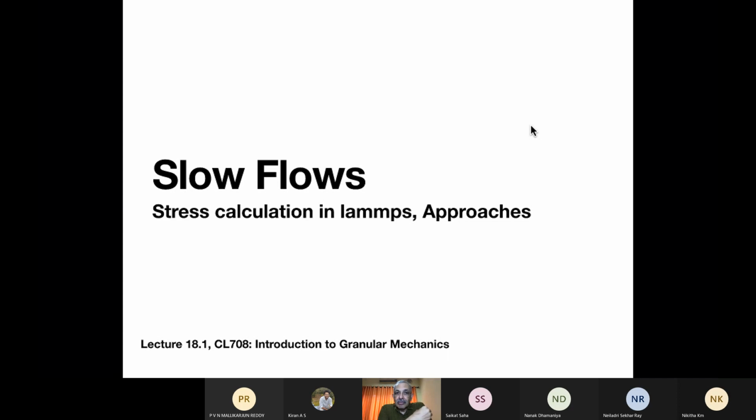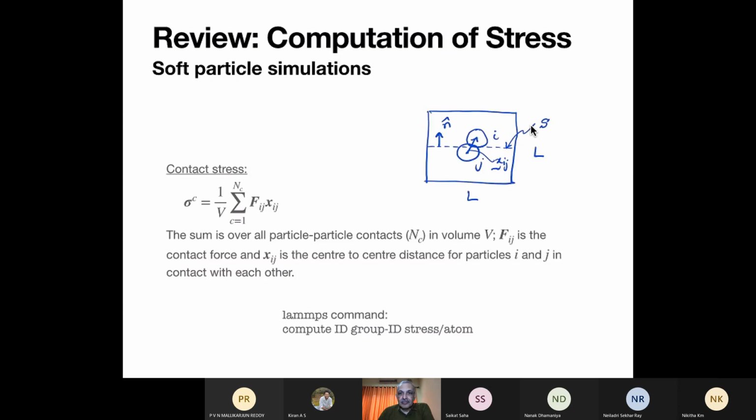Now we've gone ahead a little bit and we say, supposing things are really moving slowly such that friction forces dominate, then we'll call those as slow flows, and last time I had started talking about that. But before that, I gave a small derivation on how you can calculate stresses when you are dealing with particles.